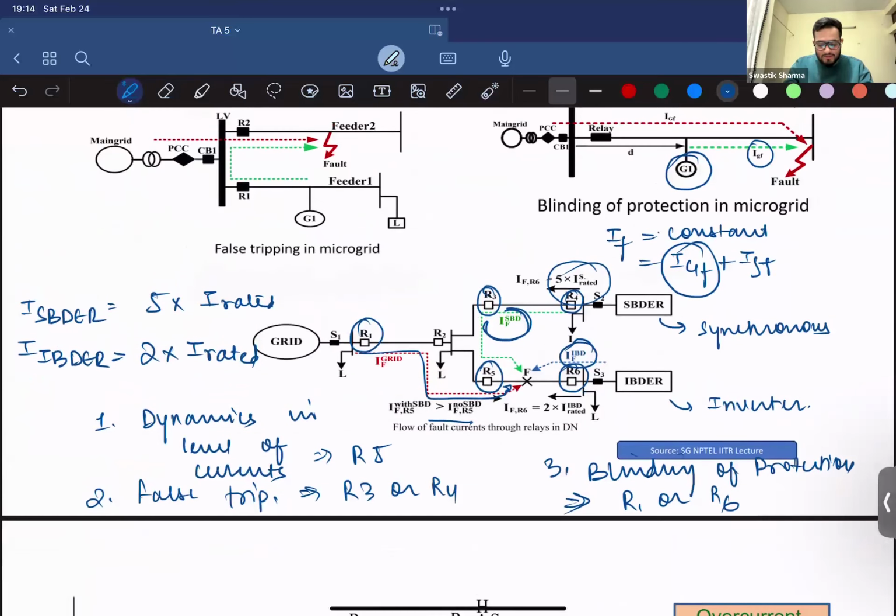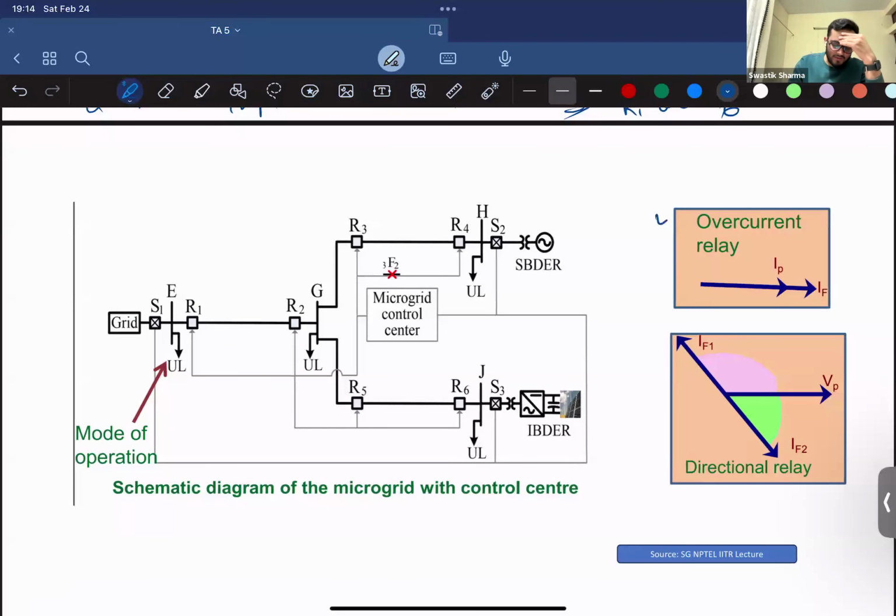So how do you handle it? You require two different kinds of relays. One is an overcurrent relay and one is a directional relay. In an overcurrent relay, you check the magnitude of the faulty current with respect to how it was before tripping, right? And then you check if this is sustained for a particular amount of time. If it is, the relay will trip.